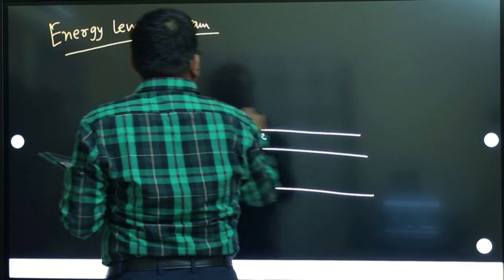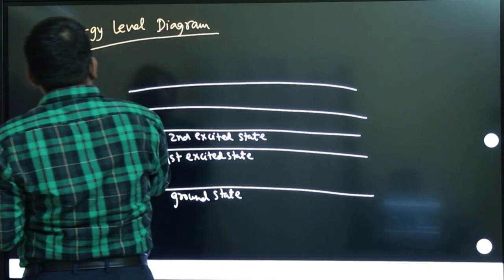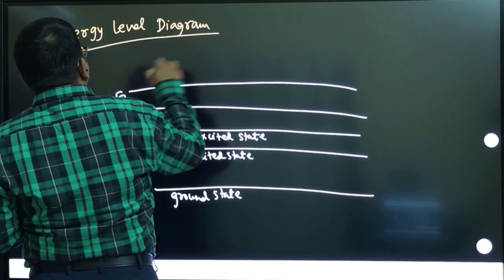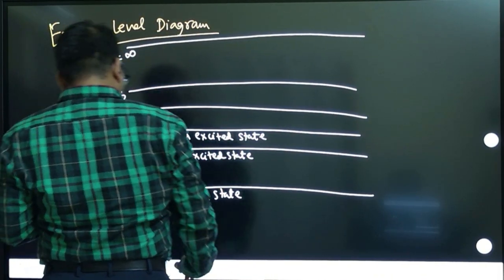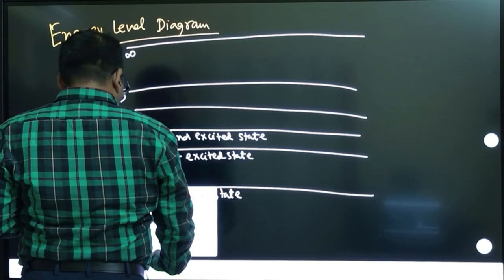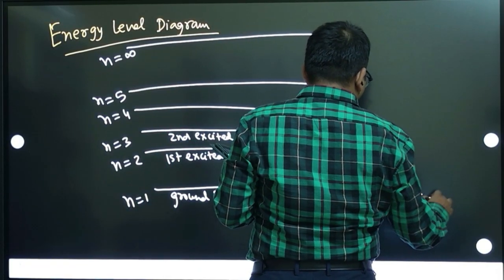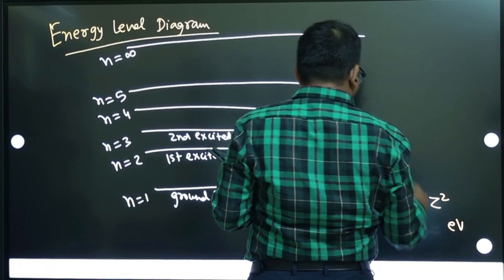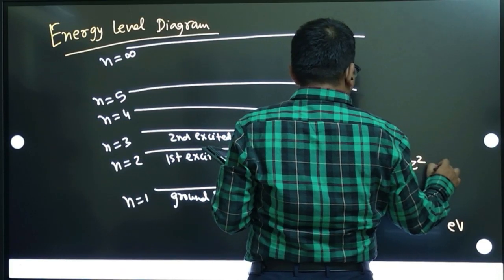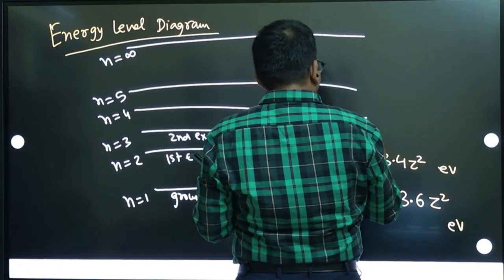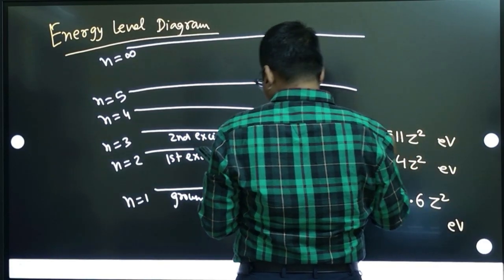So let me write down the energies of these, at least up to the fifth orbit, and after that you can go up to infinity, and n equal to infinity is also possible, a very, very large distance from the nucleus. So let us write the energy of this first. Minus 13.6 Z square, energy is in electron volt. Next, minus 3.4 Z square, also in electron volt. Next, minus 1.511 Z square, also in electron volt.